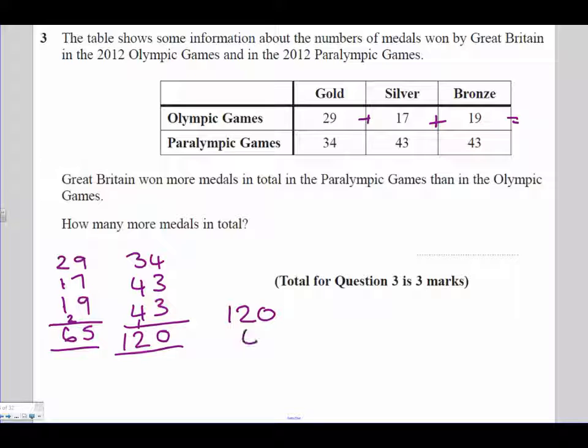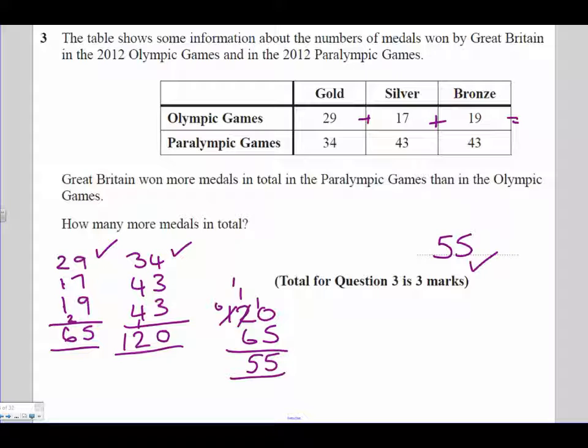Finally, we take one from the other to work out how many more medals we won at the Paralympics. So column method, 5 can't take away from 0, so we borrow 1 from the next column. 5 from 10 is 5, 6 from 5 doesn't go, so we borrow 1, and 6 from 11 is 5. So the difference between the Olympics and the Paralympics was 55 medals for 3 marks. So 55 is 1 mark, and the working out for each of the Olympics and Paralympics are also 1 mark each.